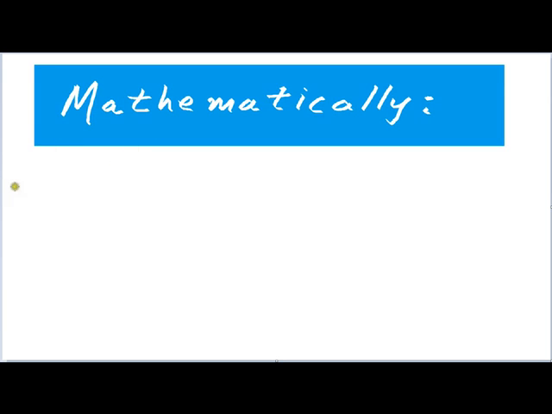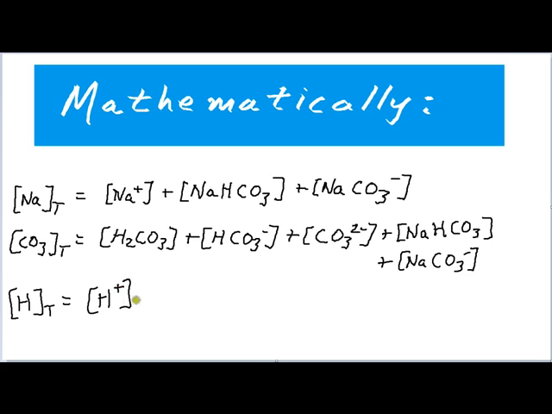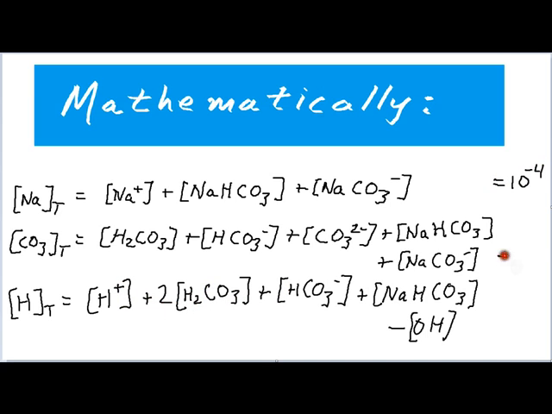Mathematically, what this means is that the total sodium is equal to the sum of all the sodium species, and the same for the total carbonate is equal to the sum of all the carbonate species, and likewise for proton. And each one of these adds up to 10 to the minus 4 moles each. These are the mass balance equations for our system. We don't need to know this in order to run MINEQL Plus, but it can be helpful to understand the underlying theory when performing calculations.